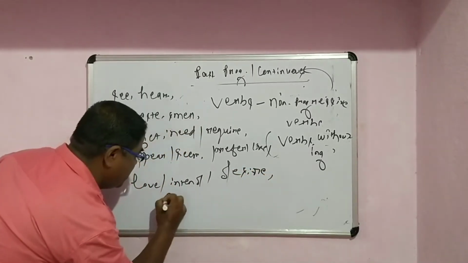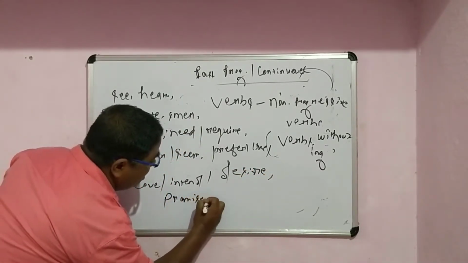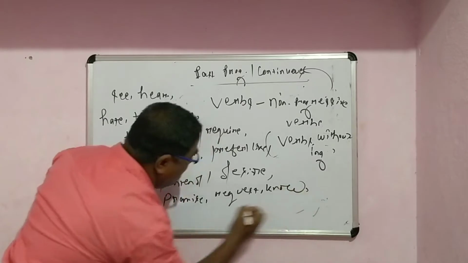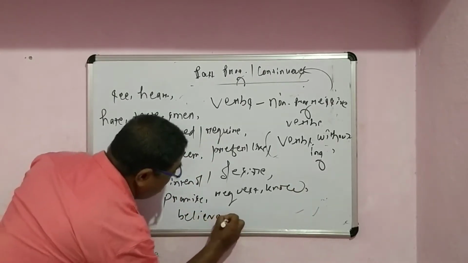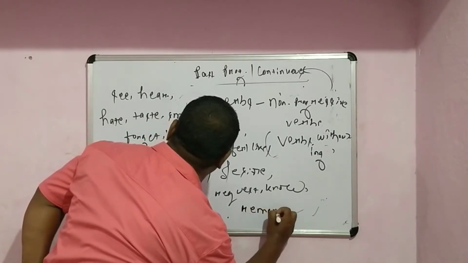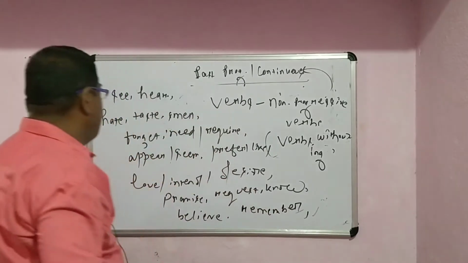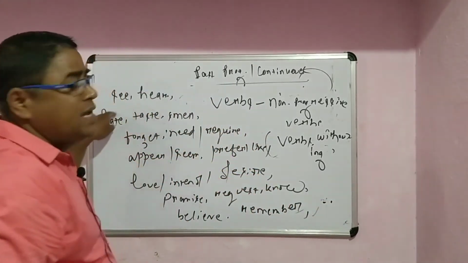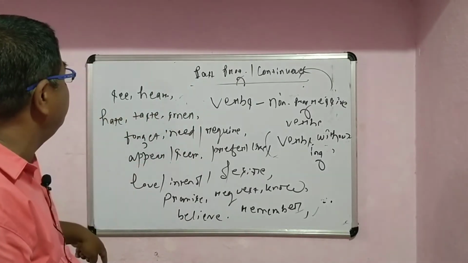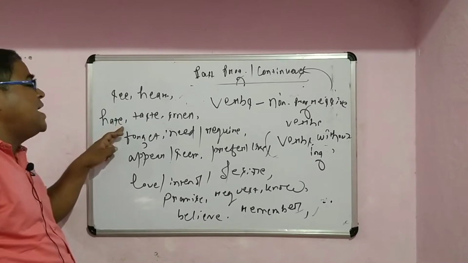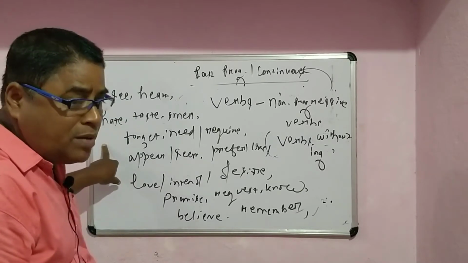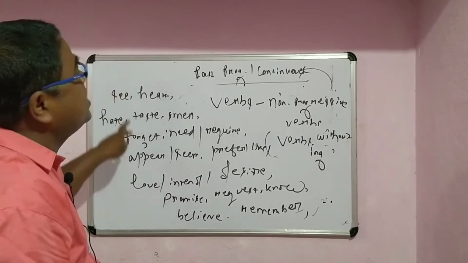Your next verb is promise, simply request, simply know, believe. Another verb is remember, etc. So these verbs never take ing. That is why these verbs are called non-progressive verbs or verbs without ing. Even if you find such types of verbs with ing, you had better change these verbs into their past simple form or present simple form as you think necessary in such sentences.